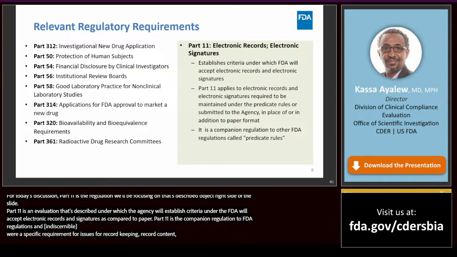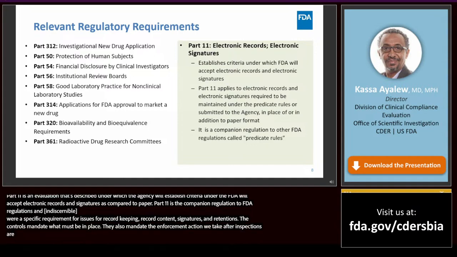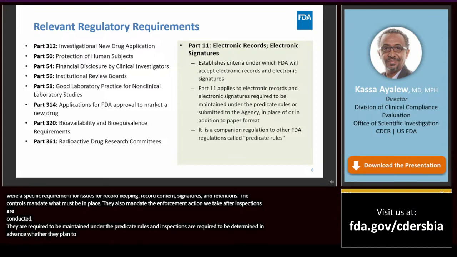The predicate rules mandate what must be Part 11 records. They also mandate the enforcement action that we take after inspections are conducted. For each record required to be maintained under the predicate rules, inspected entities are recommended to determine in advance whether they plan to rely on electronic or paper records to perform regulated activities.